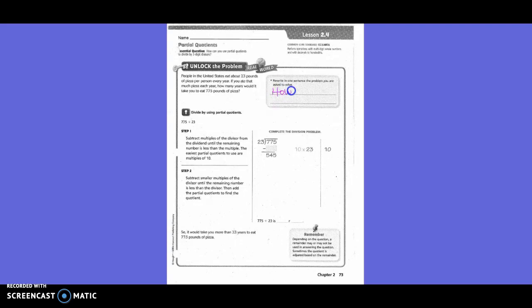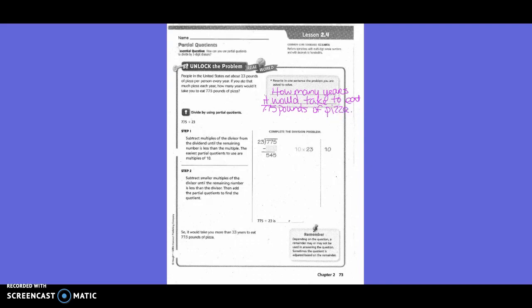How many years it would take to eat 775 pounds of pizza.